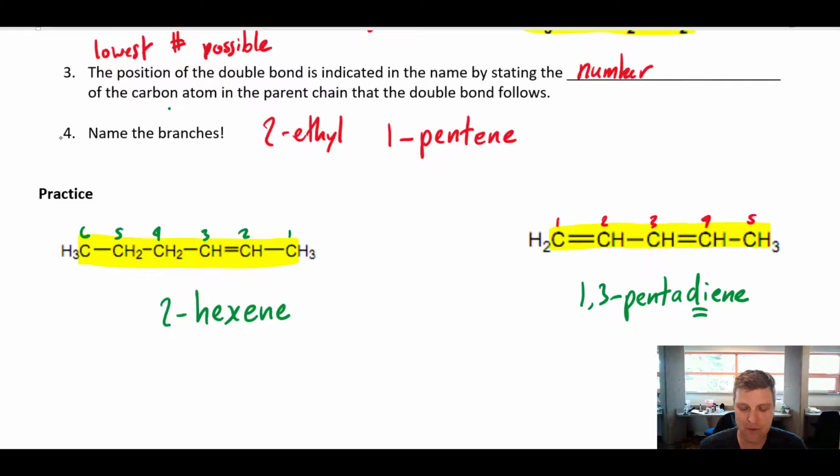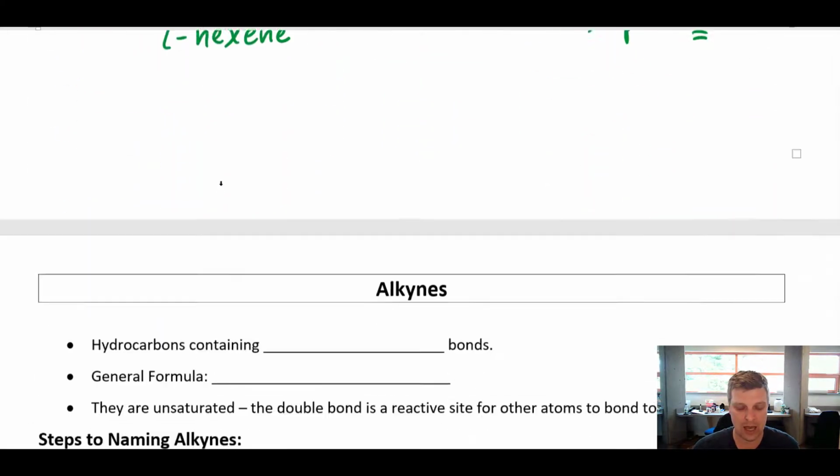And the "di", remember, that's what we use when we've got more than one of the same thing. We use the prefix "di". So I'm going to call this 1,3-pentadiene because it's a double alkene. Okay, so let's go ahead and look at alkynes.